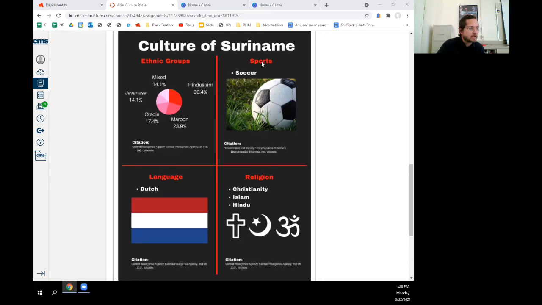Then again, sports, got my title, my information. Again, that's just the bullet point. I didn't need to say soccer is the most common sport. It's already inferred. That's already a given based on what we're doing here. Here's my image, citation. Title, information, image, citation, title, information, images, and citation. And all the information is accurate. So that would receive 10 out of 10 points.